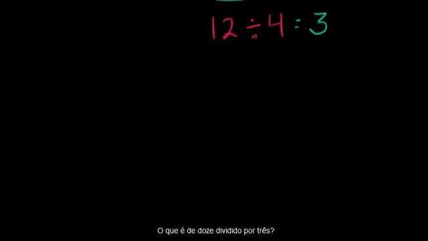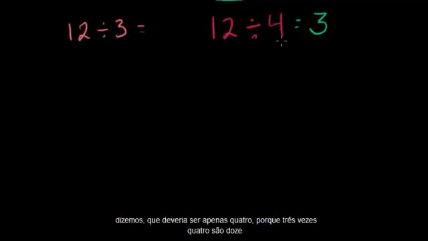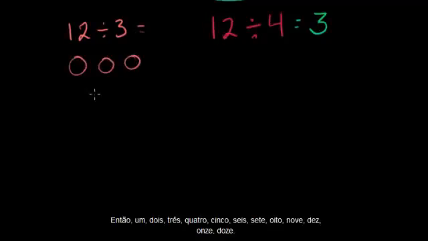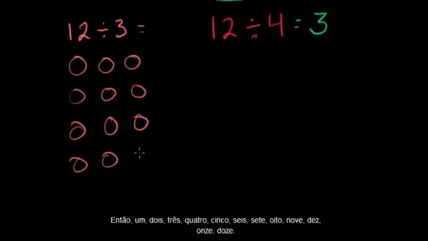What is 12 divided by 3? Let me do a new color. 12 divided by 3. Now, based on what we learned so far, we say, oh, well, that should just be 4, because 3 times 4 is 12. But let's prove it to ourselves. So 1, 2, 3, 4, 5, 6, 7, 8, 9, 10, 11, 12.